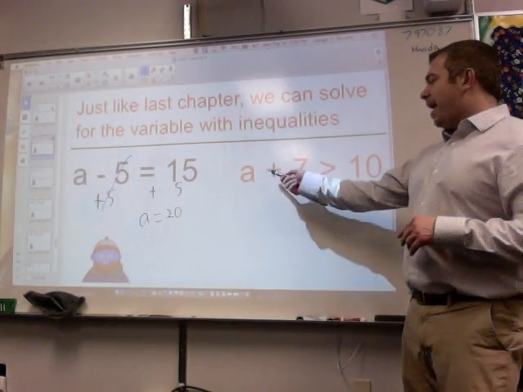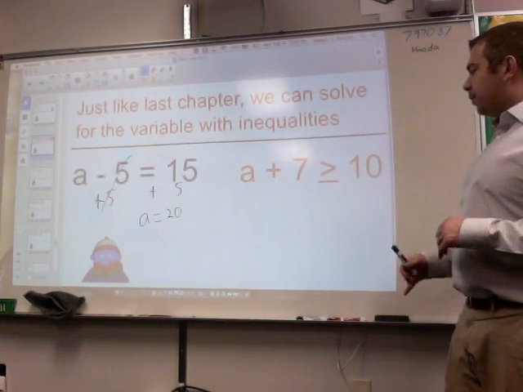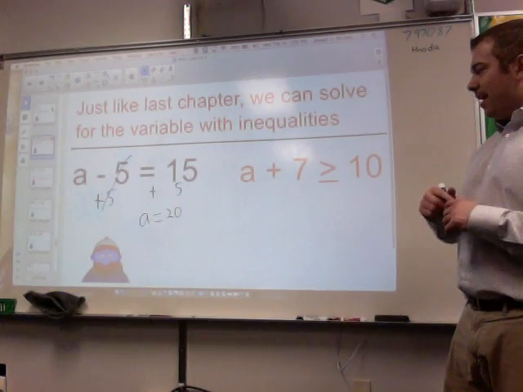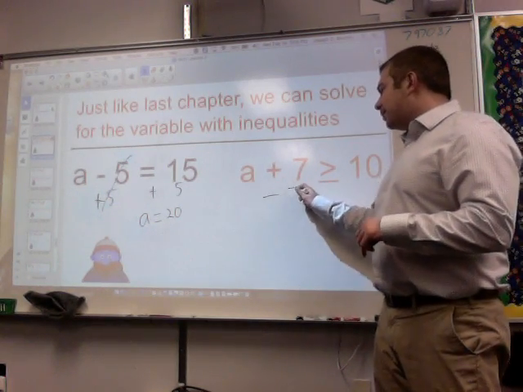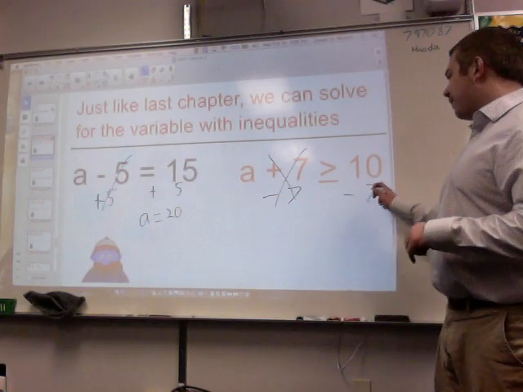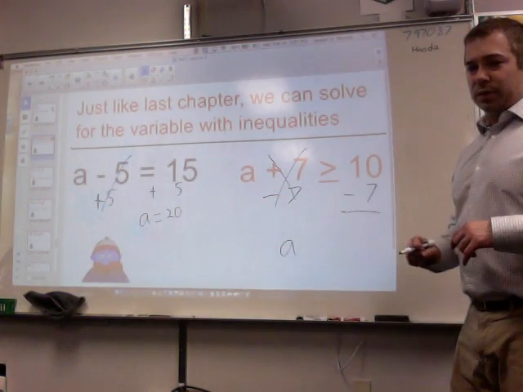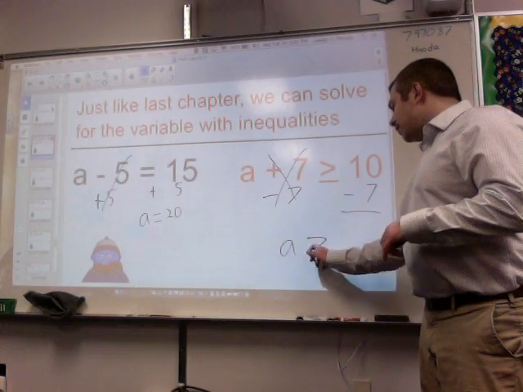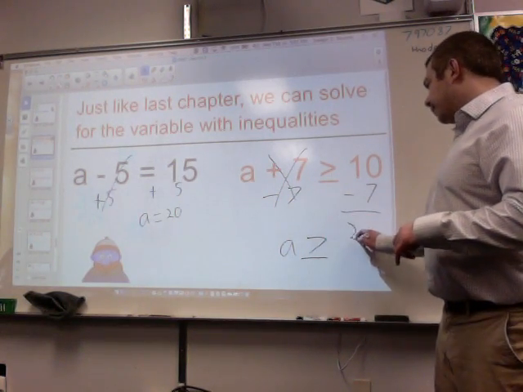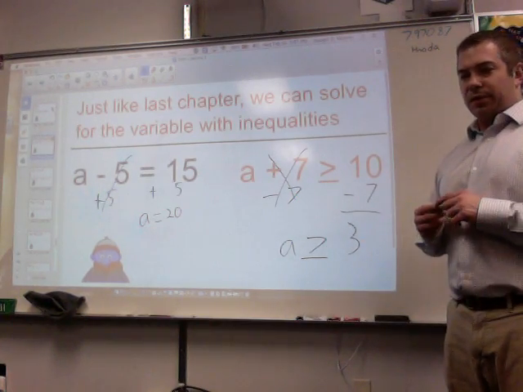So we have a plus 7 is greater than or equal to 10. All right, so same thing. We want to get a by itself. So I minus the 7, cancels out, minus the 7, and I'm left with a is greater than or equal to 3. Okay? So a is greater than or equal to 3.